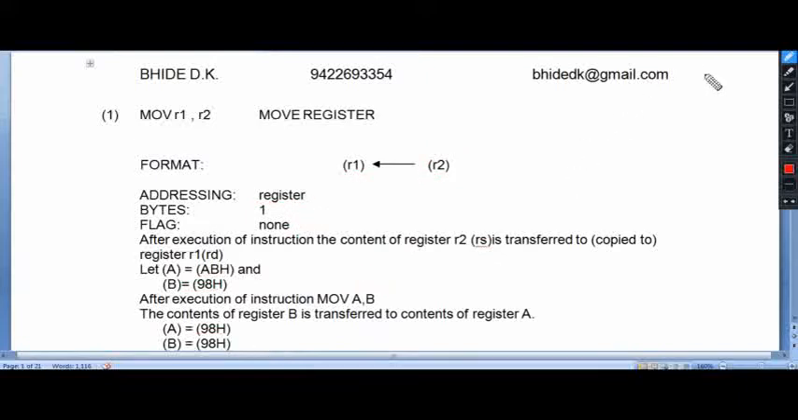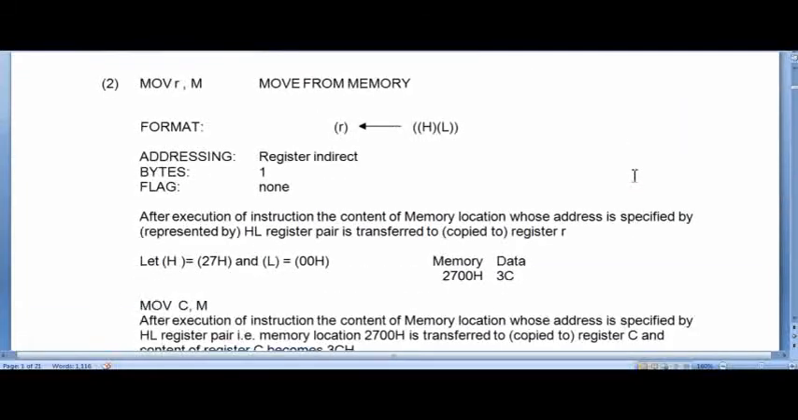Let us go for the next instruction from the data transfer group. The next instruction is MOV R, M. It is written as move M to R, from memory to any general purpose register. It is called move from memory. The data is to be moved from memory, and the data is to be transferred to any general purpose register.